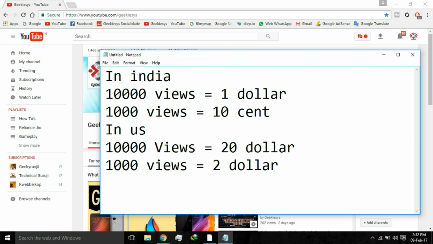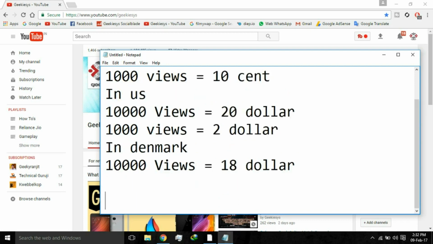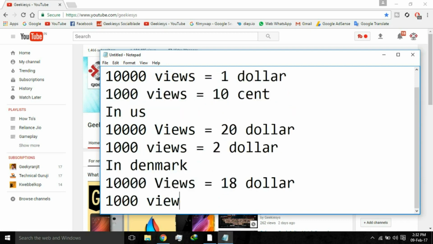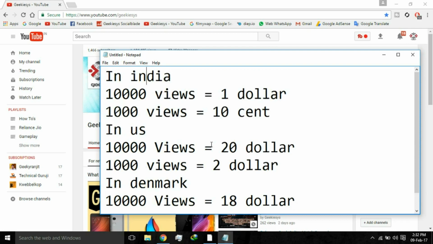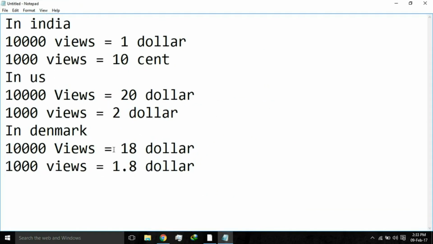But if you compare with other countries like Denmark, in Denmark 10,000 views is equal to approximately $18, and 1,000 views is approximately $1.8. You can see there is no big difference between the US and Denmark. But if you see India and Denmark, Denmark earns 18 times more than India, and the US earns 20 times more than India.